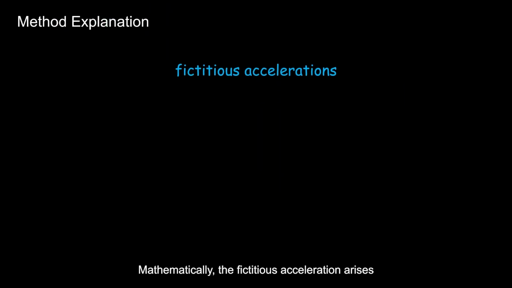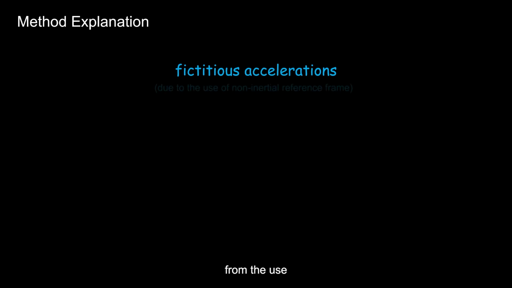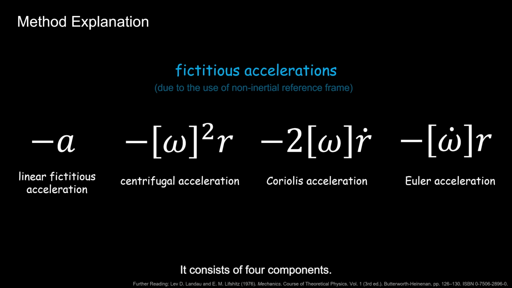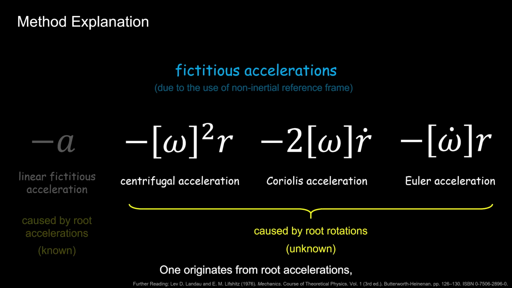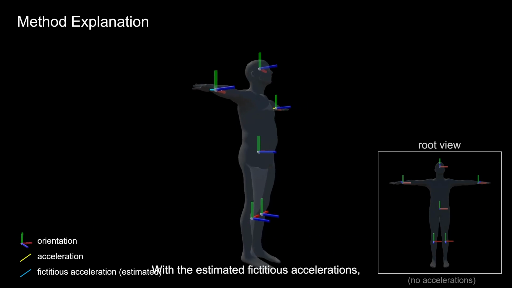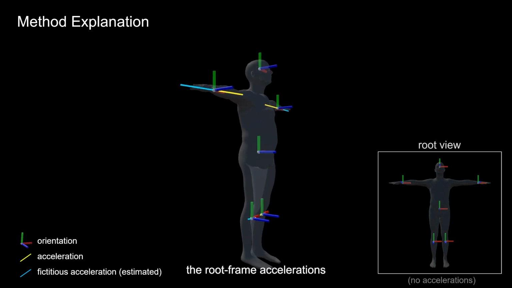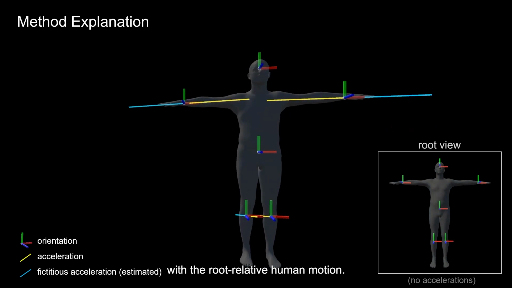Mathematically, the fictitious acceleration arises from the use of the non-inertial human's root coordinate system. It consists of 4 components. One originates from root accelerations, which is known from the sensor readings. The other three originate from root rotations, which are estimated by our method through supervised learning. With the estimated fictitious accelerations, our method effectively aligns the root frame accelerations with the root relative human motion.